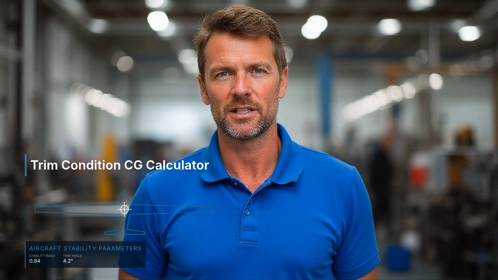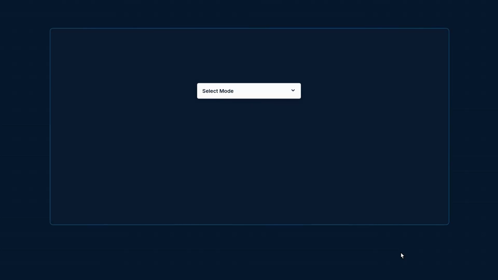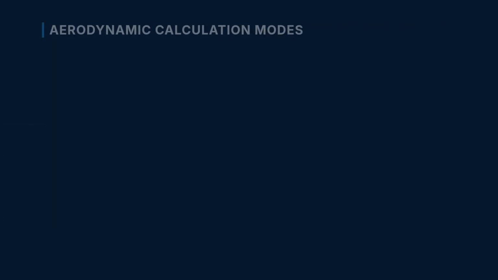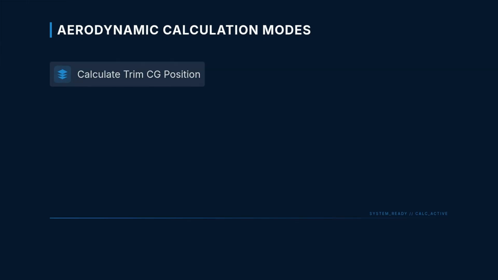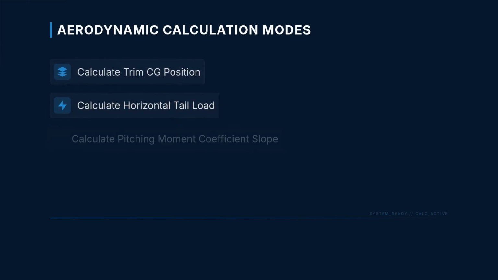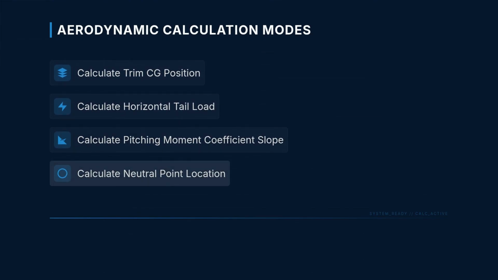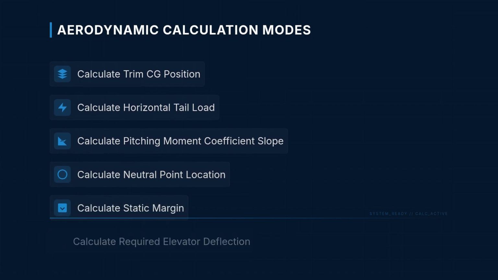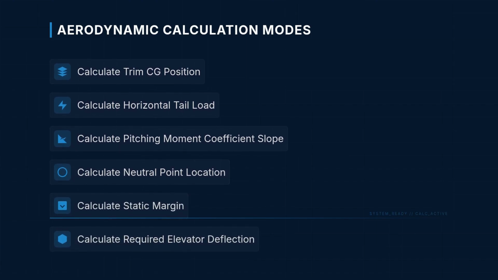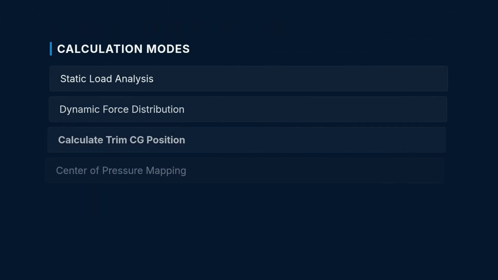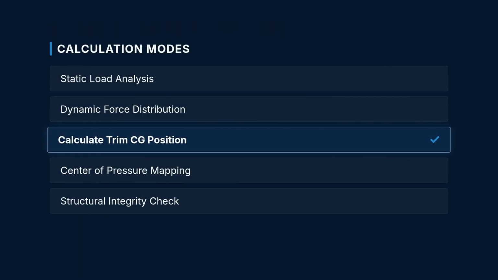The Trim Condition CG interactive calculator determines various aircraft stability parameters, including center of gravity position for trim conditions. First, select your calculation mode from the drop-down menu. Options include Calculate Trim CG Position, Calculate Horizontal Tail Load, Calculate Pitching Moment Coefficient Slope, Calculate Neutral Point Location, Calculate Static Margin, and Calculate Required Elevator Deflection.